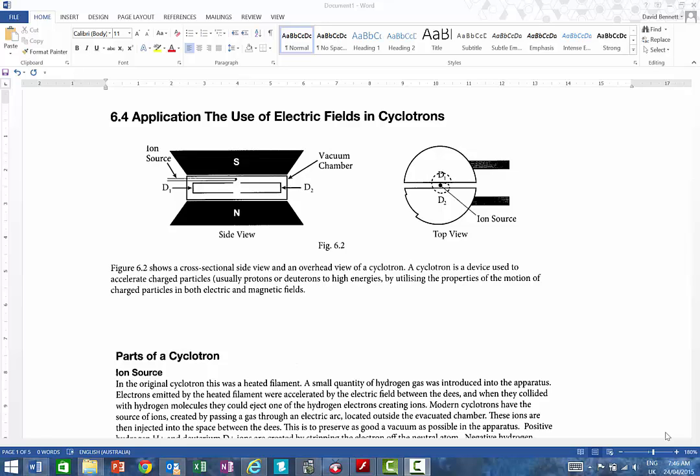Today we're going to be looking at the idea of a cyclotron. Cyclotrons are a really important application used in medicine. Basically, they are used as a particle accelerator to make radioisotopes, alright? The great thing about cyclotrons is that they aren't too big. They can fit in a room in a building.